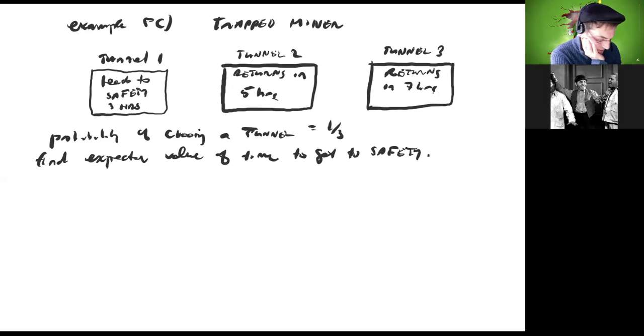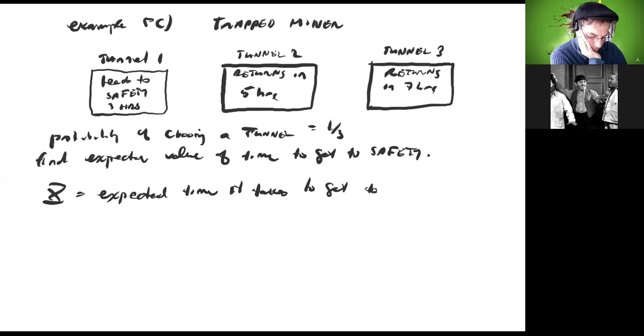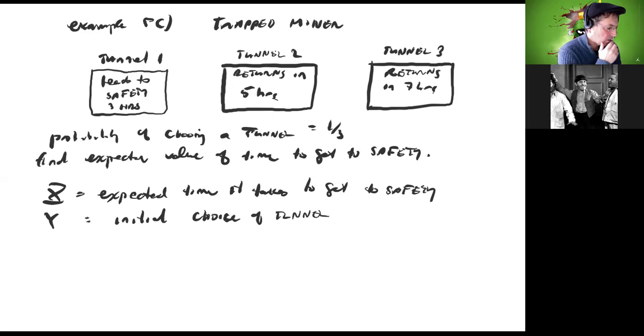Let's define some random variables here. Let x be the time it takes to get to safety. Let y be the initial choice of tunnel. Now we're going to use the formula that we just derived in the continuous case, but the discrete case is the same statement.